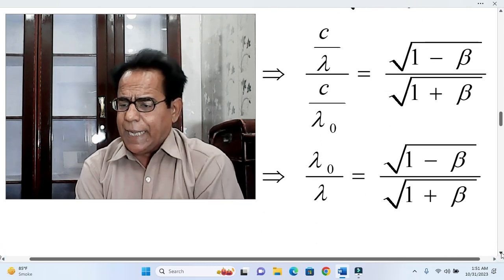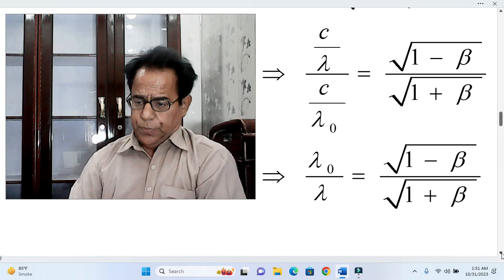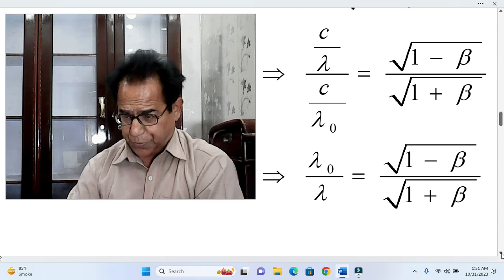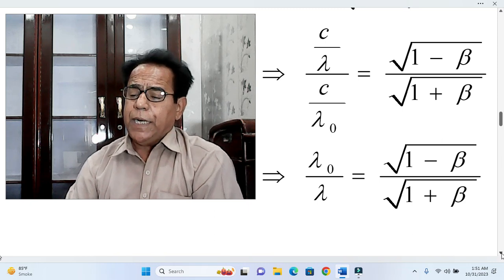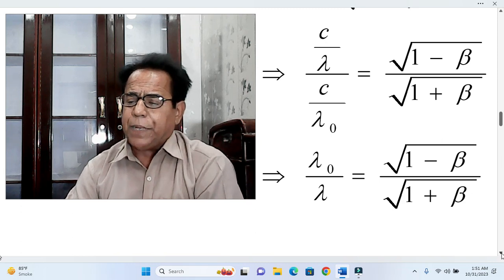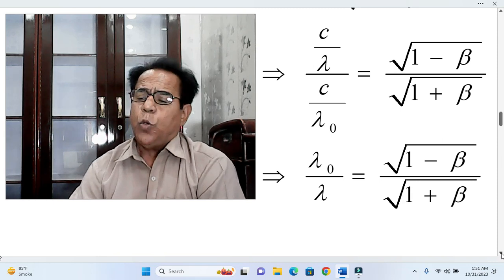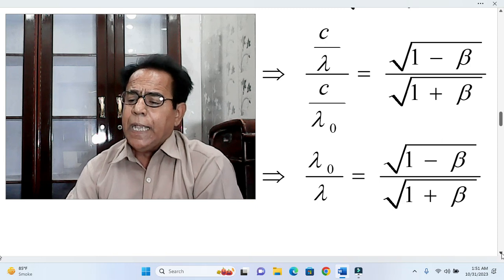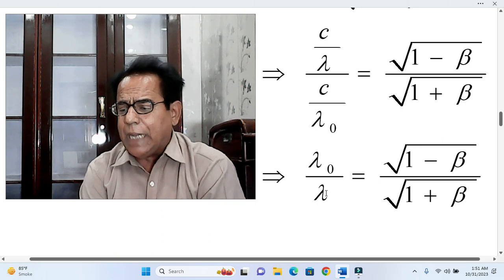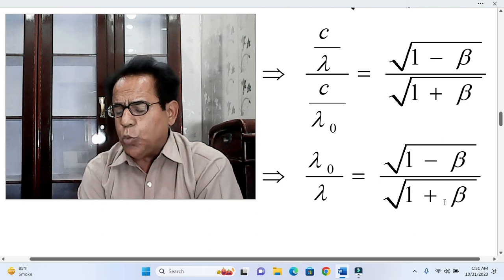In the next step, lambda naught will be shifted to the upper part of the numerator, because a numerator contains upper and lower portion and a denominator also contains upper and lower portion. So the lower portion of the denominator will be shifted to the upper part of the numerator, and hence we will get lambda naught over lambda, because c will be cancelled with c, and hence lambda naught over lambda will become equal to this square root of 1 minus beta over square root of 1 plus beta.